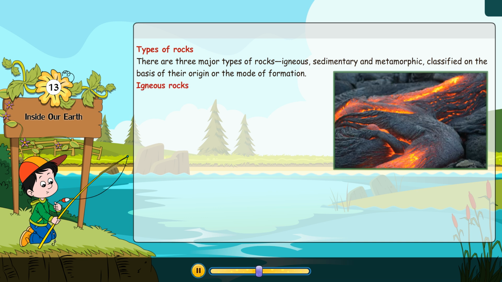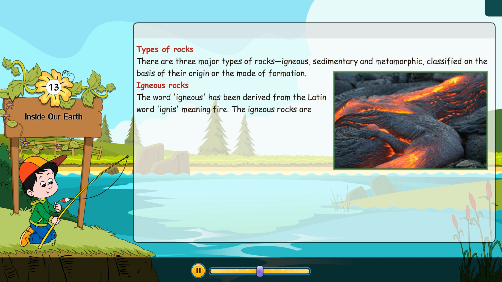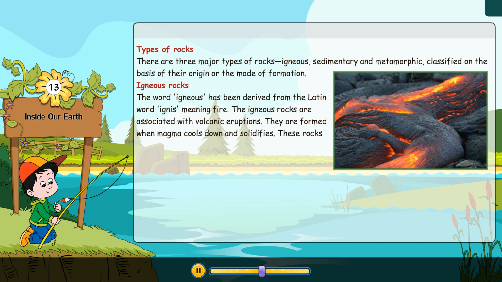Igneous rocks. The word igneous has been derived from the Latin word ignis, meaning fire. The igneous rocks are associated with volcanic eruptions. They are formed when magma cools down and solidifies. These rocks were the first to be formed and thus are also known as primary rocks.